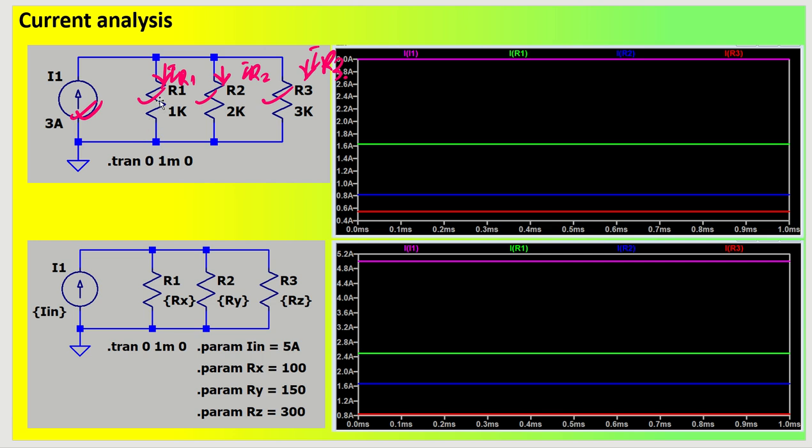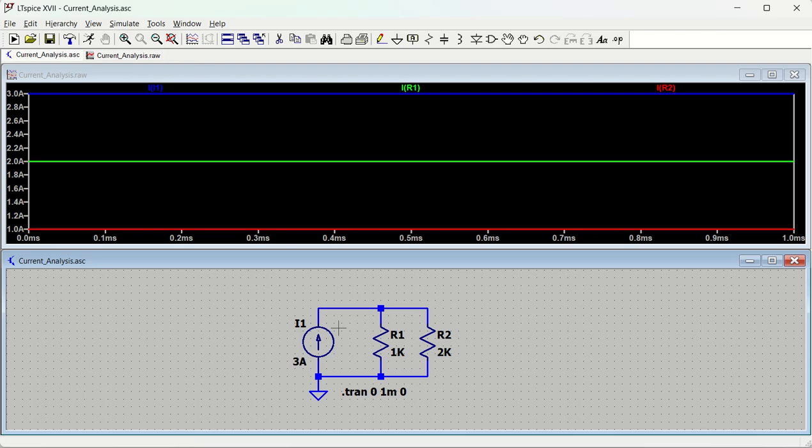You also know the higher the resistor, the lower the current in it, right? So if the value of resistance is high, the current flowing through that branch will be low. This is a very interesting part, how we can simulate our current analysis in LTSpice. So let us open LTSpice.